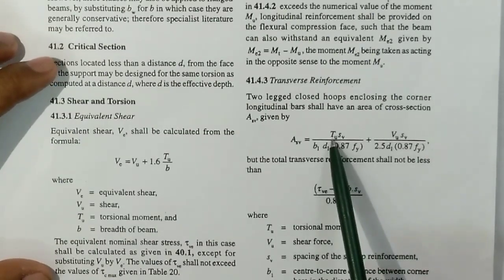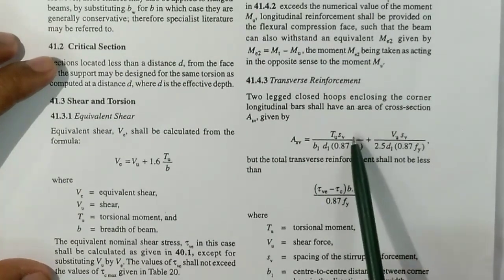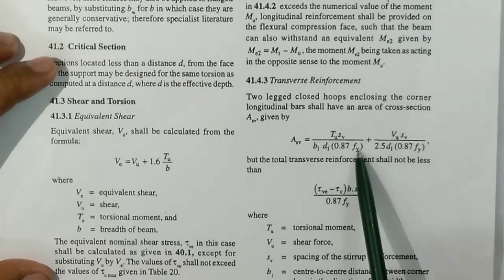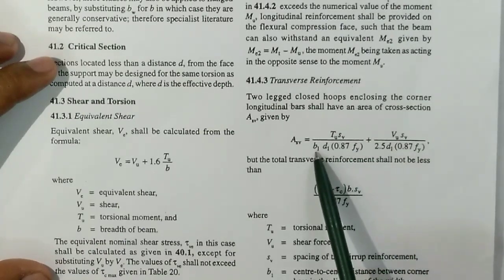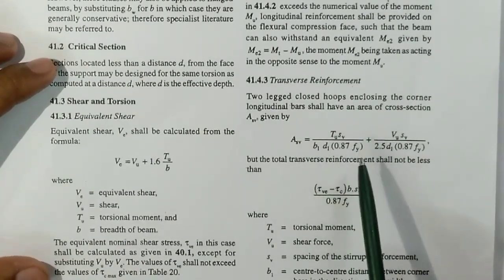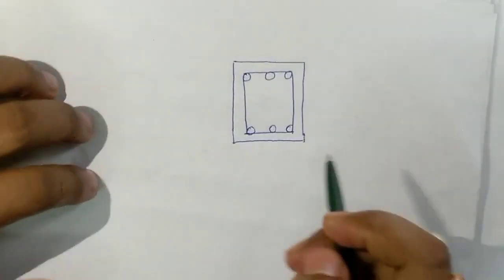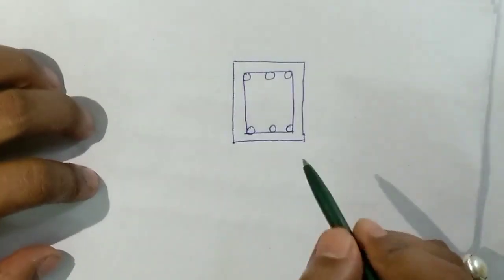Here Tu is the torsional moment, Vu is the shear force, Sv is the spacing of stirrup, Fy is the yield stress, and then you have to know b1 and d1. So what is b1 and d1? Let's see. So this is a beam cross section.